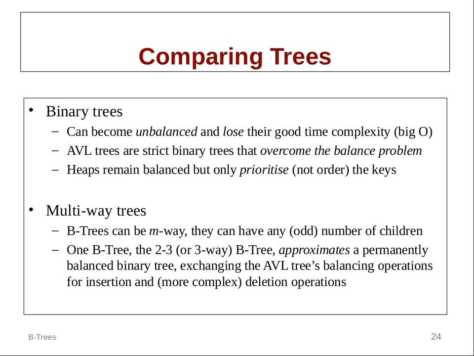Okay, binary trees can become unbalanced, which would lose their good time complexity. AVL trees are strict binary trees that overcome the balance problem. Heaps are nice because they're always balanced, but only prioritized. They don't order, so you can't search. You can only get the largest. Remember that. But they're still a binary tree. Multi-way trees, B trees, are m-way. They have an odd number of children to make insertion easy, as well as a couple other things. One B tree, the 2-3, is approximately a permanently balanced binary tree, exchanging AVL trees' balancing operations for insertion and more complex deletion operations.